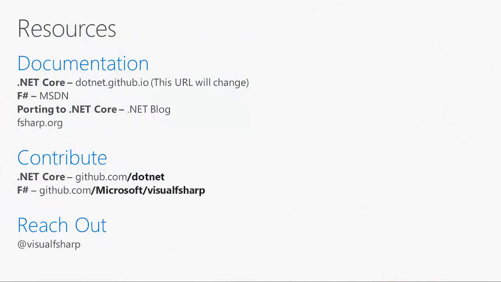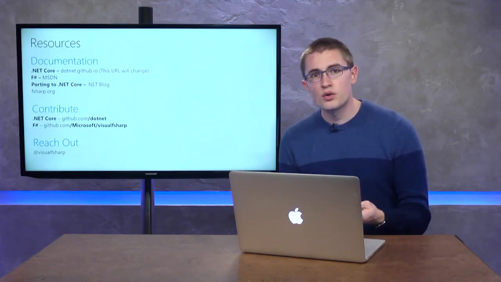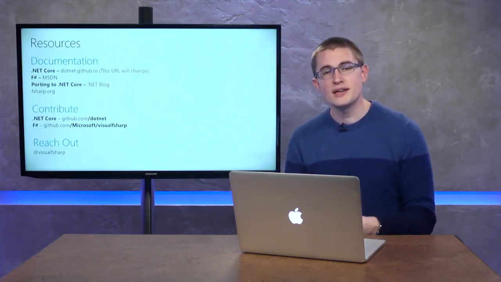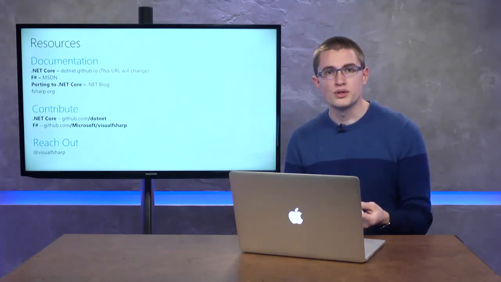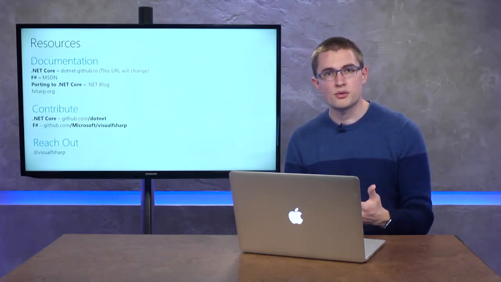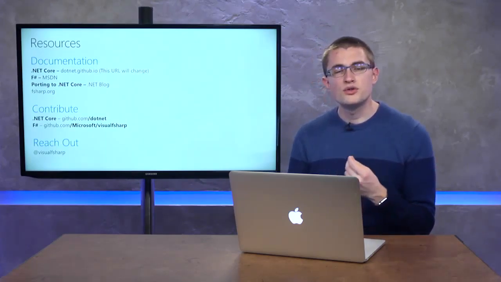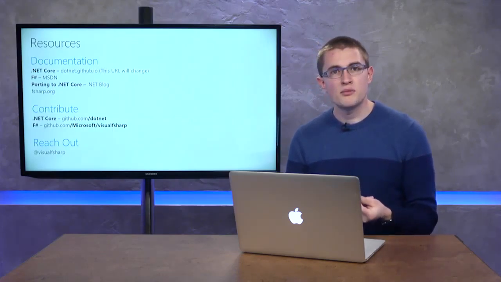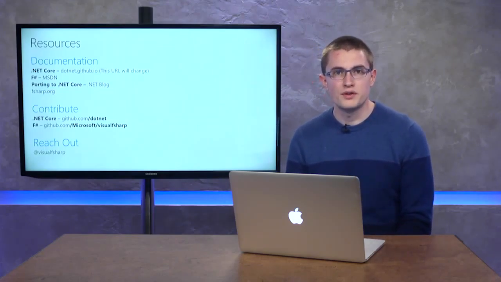There's a bunch of great resources online to help you learn more about .NET Core and F#. So the .NET Core website, which was dotnet.github.io in this video, but that URL is probably going to change by the time you see it, provides all the documentation you need about the .NET Core APIs and the .NET Core tools. MSDN is an awesome resource about the F# language itself and the F# core libraries. To learn more about how to port your .NET Framework code to run on .NET Core, visit the .NET blog and look for a post called Porting to .NET Core, and expect more resources about porting in the near future.